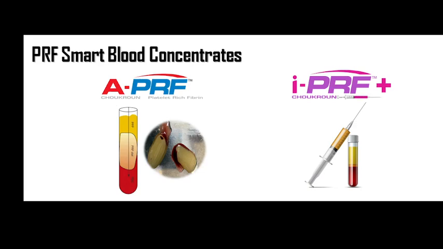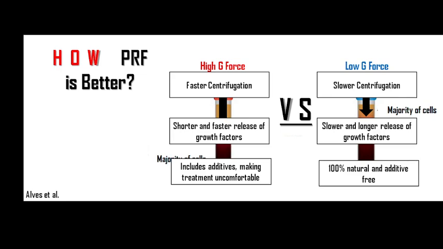With respect to the IPRF, it's recommended by Dr. Choukroun to put it in the centrifuge machine at 700 RPM for 3 to 4 minutes. The injectable PRF is used for hair loss treatment in addition to facial treatments. But in dentistry, this liquid PRF, we can mix it with allograft in order to form sticky bone, which is used for augmentation procedures around dental implants.